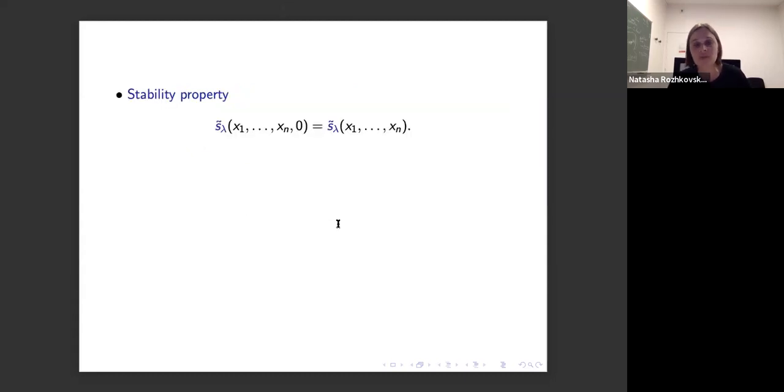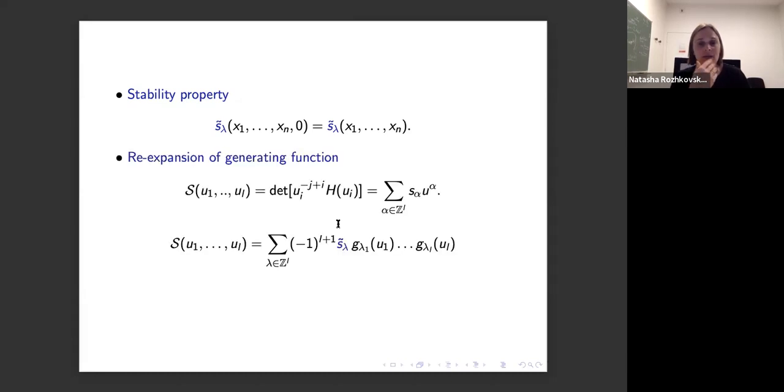Okay, so the stability property, again, I say that it's immediate. Usually it is a technical exercise to show that your definition gives a stability property, but once you know that this is part of this construction, it just follows immediately. Again, generating function. So for Schur symmetric functions, the generating function has a very nice form. So this is the generating function for Schur symmetric functions.